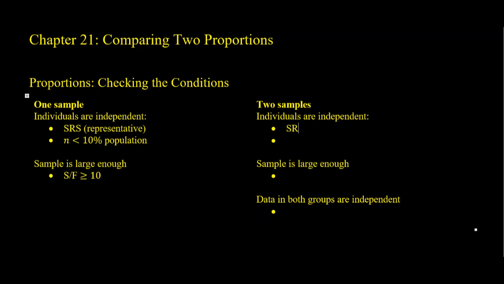We want to find an SRS or that it's representative, but we need to check this for both groups. We also want to make sure that our sample is less than 10% of the entire population, and again, we check that for both groups that we have.